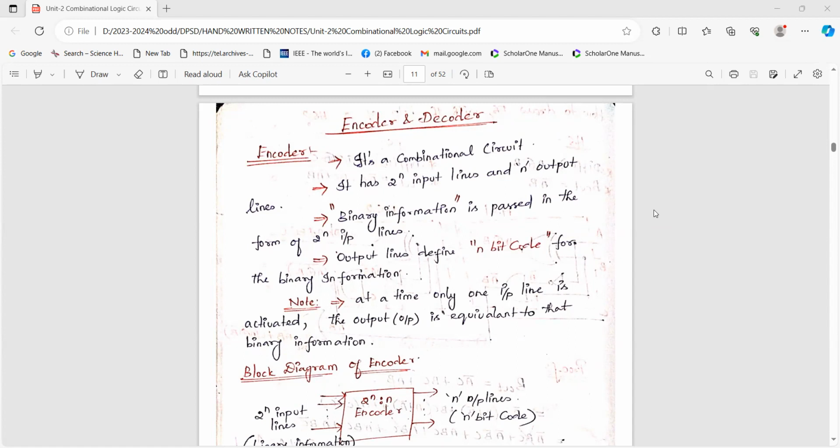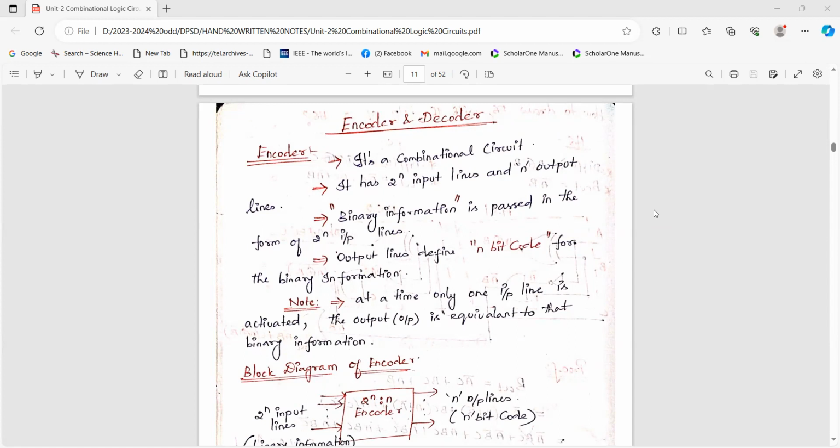Today I'm going to take you through the class for encoder and decoder. This is one of our applications of a combinational circuit in Unit 2 of the DPSD syllabus. So what is the operation of an encoder?